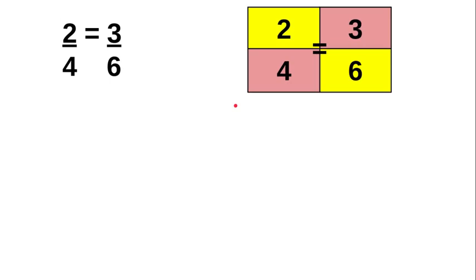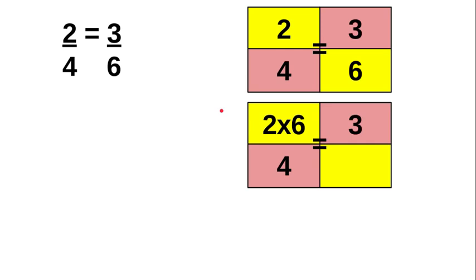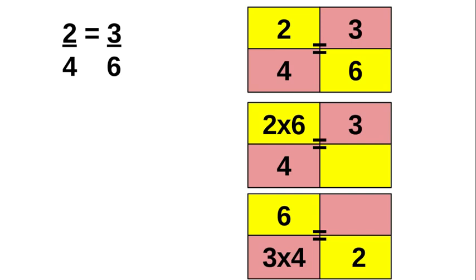Notice we've got the alternating yellow and pink squares. Now the rule here is that when moving from the left-hand side to the right-hand side, or vice versa, you've got to stay in the same colour. So we can rearrange it as 2 times 6 over 4 is equal to 3. Or we could rearrange it in this way. 6 over 3 times 4 is equal to 1 over 2.